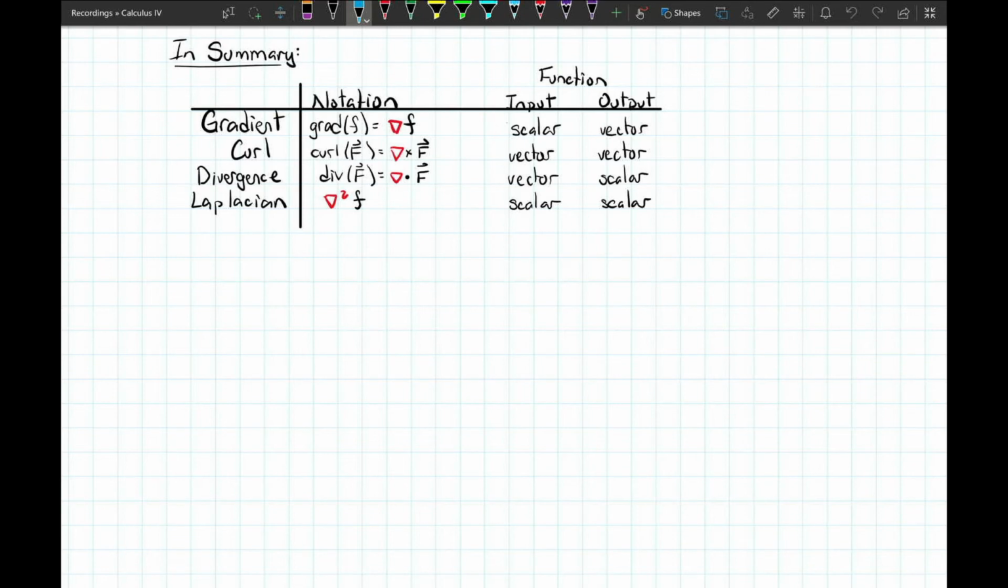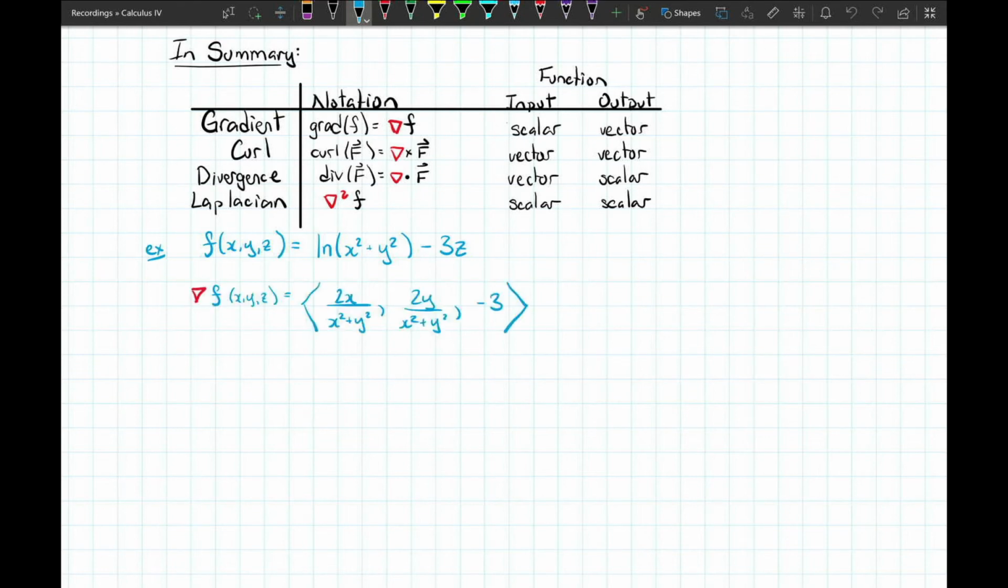So let's start off with a scalar function. If we start off with a function f, let's say is ln of x squared plus y squared all minus 3z. Well, we wouldn't be able to calculate curl or divergence. That wouldn't make any sense, but we could calculate its gradient and Laplacian. The partial derivatives are 2x over x squared plus y squared, 2y over x squared plus y squared, negative 3. And remember, this is a vector when we take the gradient. Well, let's take a look at a new object. Let's look at the Laplacian.